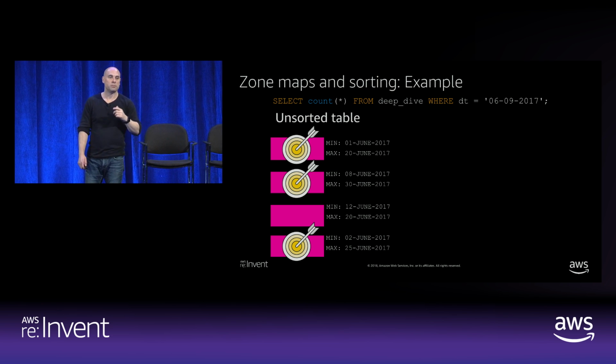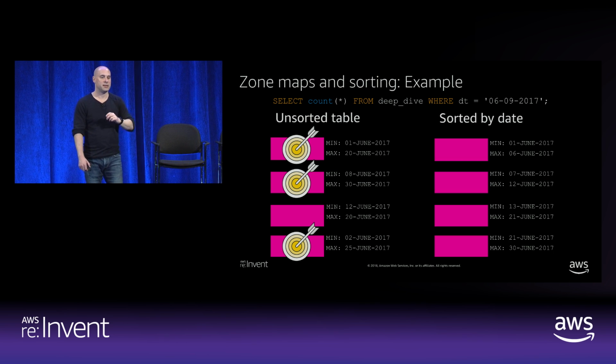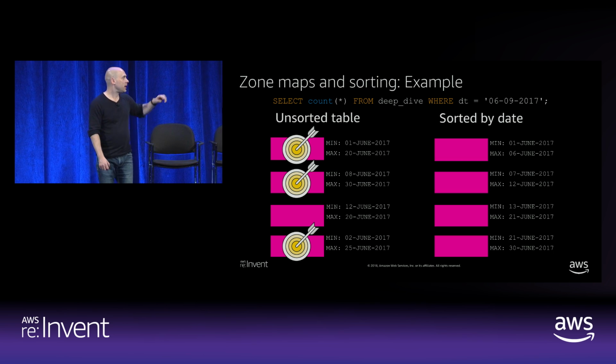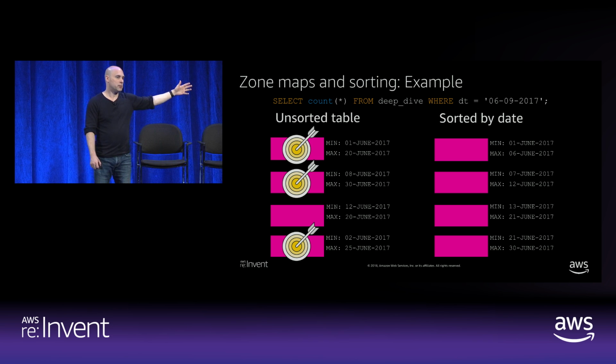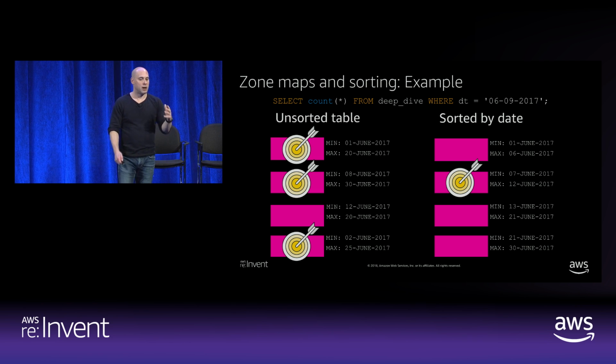In this case, we've reduced I/O. If, however, we came along and sorted this table by this date column, we would end up with zone maps that are perfectly in sequential order like that, and now we've reduced I/O further. So the primary purpose of sort keys is to make these zone maps more effective. They typically go on the columns that you're using to filter on, basically your predicate columns.